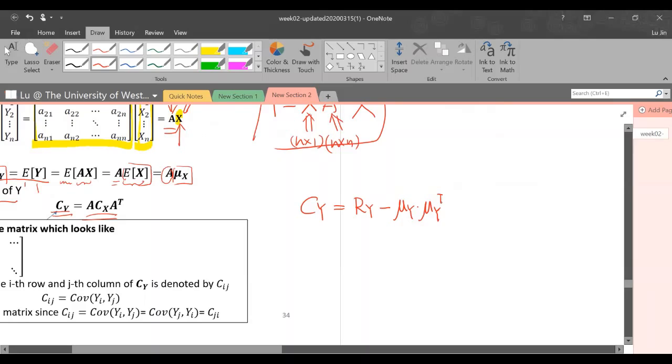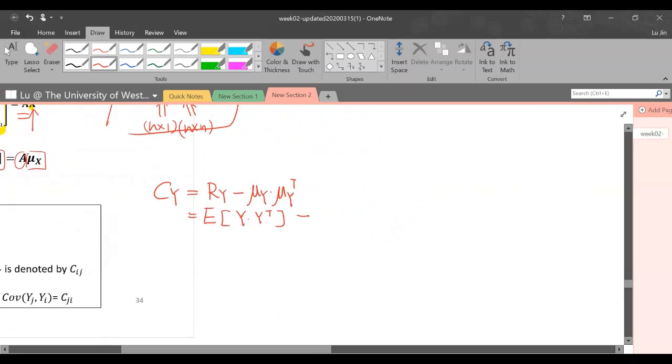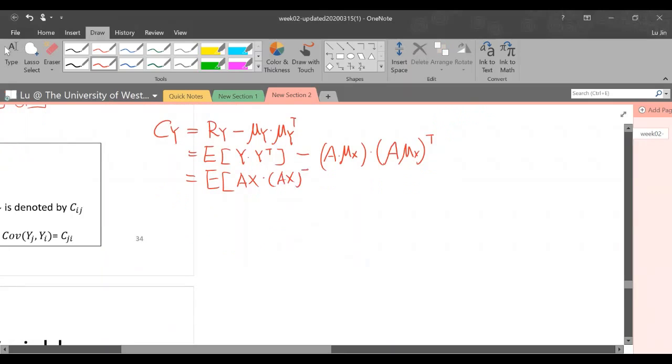What's RY? RY is the expectation of Y times Y transpose. This is the definition of RY, the correlation matrix, minus mu Y. We just introduced mu Y equal to A times mu X, the transformation matrix times the mean vector of X, multiplied by the transpose of A mu X. Inside the expectation of the first term, Y is produced by the transformation matrix times the X vector, so Y equals AX. We put AX here, then multiply by AX transpose, minus A times mu X.